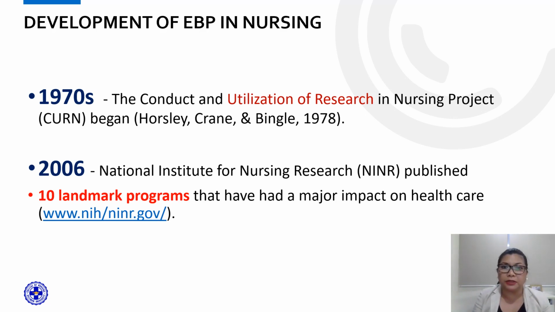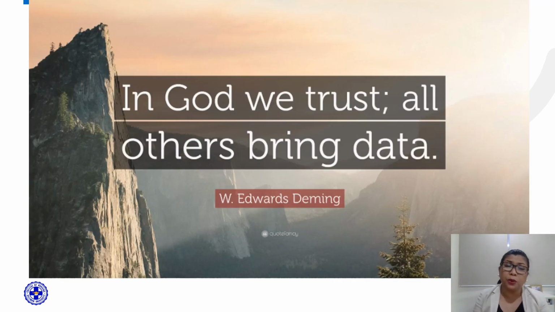So this was a little bit discussed in nursing research. From the conduct and utilization of research in 2006, the National Institute of Nursing Research in the United States published 10 landmark programs. And one of those landmark programs was the research done by Dr. Linda Aiken that I shared a while ago. There's this saying by W. Edwards Deming, the father, the guru of quality improvement. In big hospitals where there's a quality and safety department, we always use a lot of the knowledge and thinking of W. Edwards Deming. And he said, in God we trust, all others you have to bring the data, okay, so that we can support our decisions and the path forward.